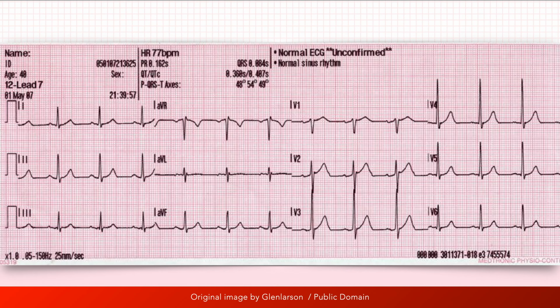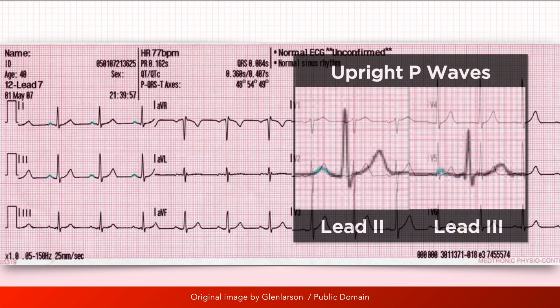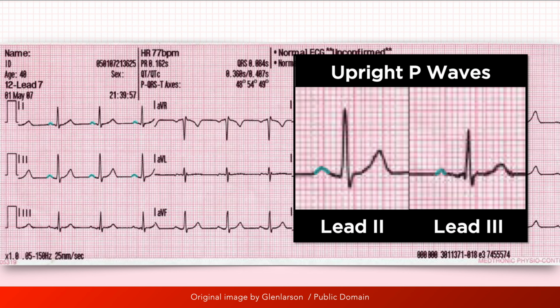With a normal sinus rhythm, a QRS complex follows every single P wave, and a P wave precedes every single QRS complex. Although that may sound obvious, the two statements are not equivalent, nor does one automatically entail the other. Another defining feature of sinus rhythm is P waves that are upright in leads 2 and 3 and have a normal wave morphology that remains constant.